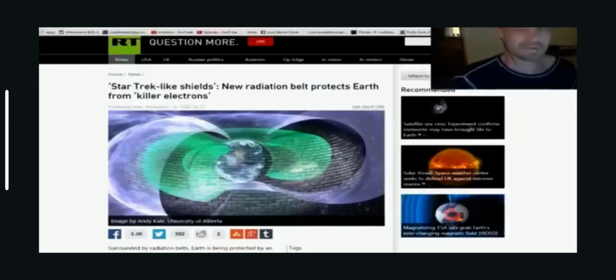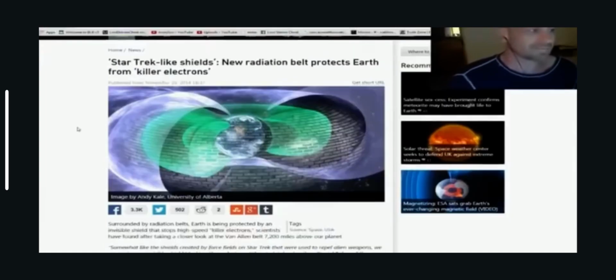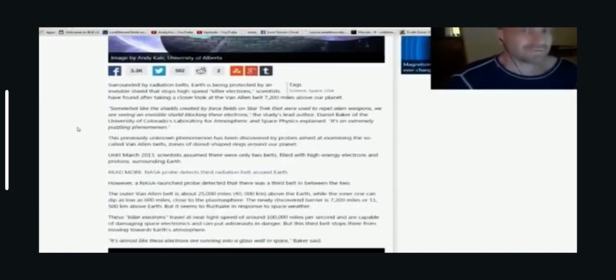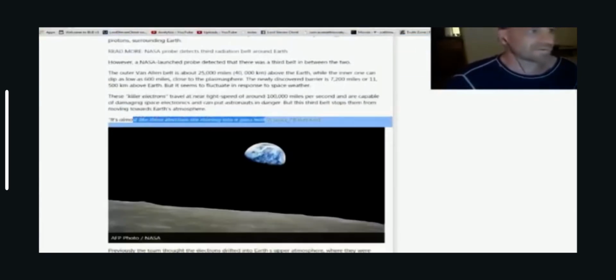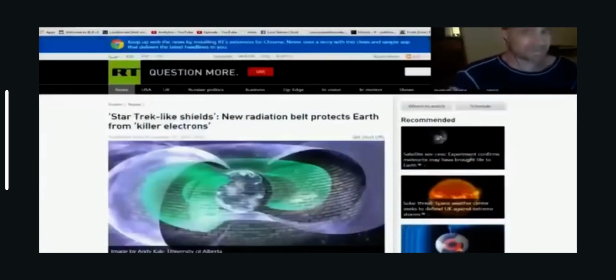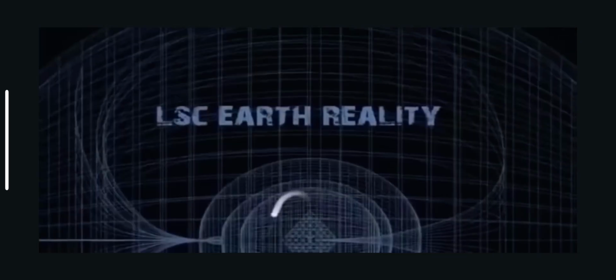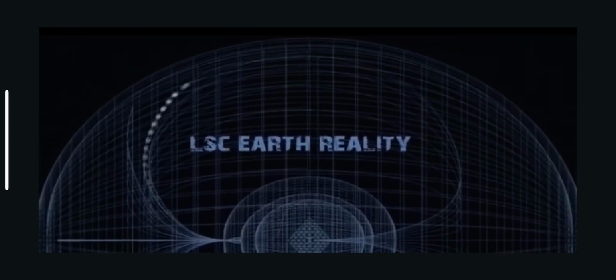It should not be any surprise to anyone that they had found Star Trek-like invisible shields thousands of miles above Earth, where they say it's almost like these electrons are running into a glass wall in space. But there is most likely at least three concentric spheres of glass in the Earth, apart from the main celestial sphere. This is detected easily by viewing the 22nd degree halo and the 46th degree halo, and understanding that there is a much lower glass at approximately 100 kilometers.